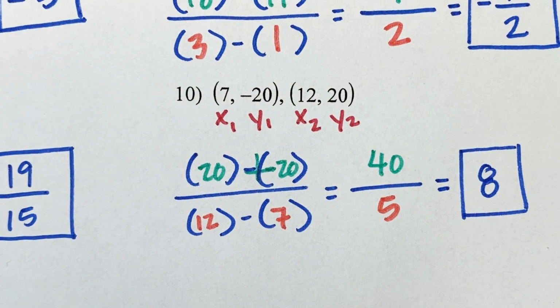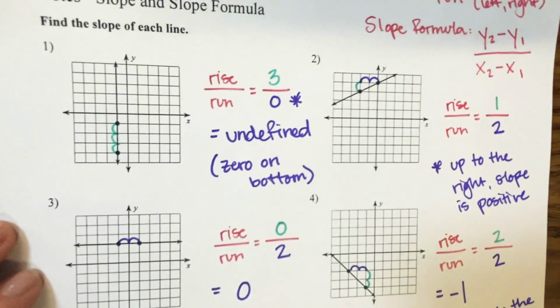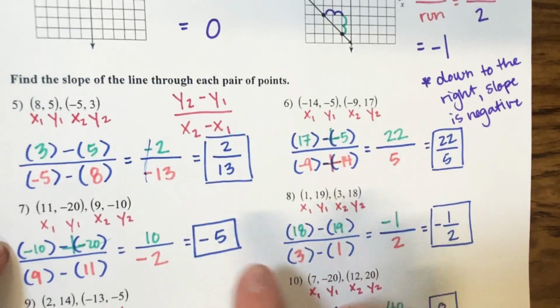Okay. And that was finding slope with the slope formula. So today we found our slope just by counting points and using our slope formula.